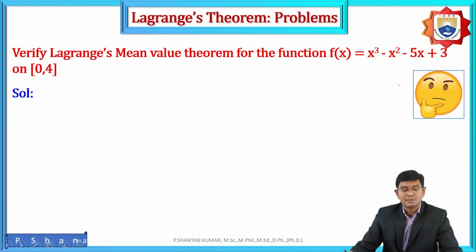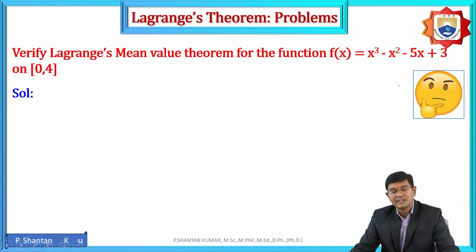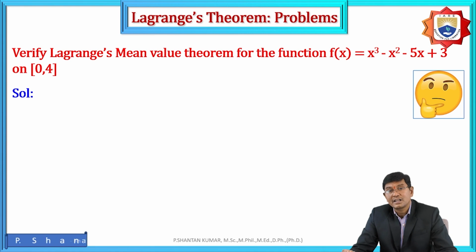Further, we need to discuss some problems. Verify Lagrange's mean value theorem for the function f of x is equal to, the problem is like this. And here also, based upon the continuous function, we clearly understood the value at 0. As per our formula, every polynomial function is also a continuous function, and every polynomial function is also differentiable in the closed and open interval. It is clearly satisfied.